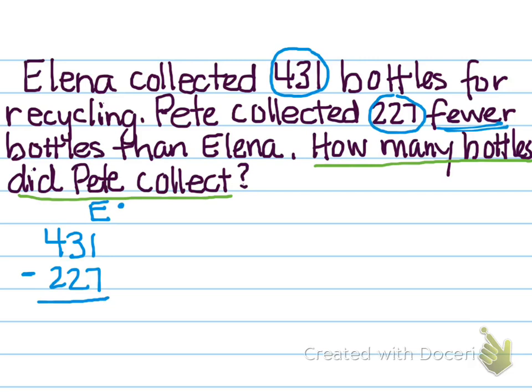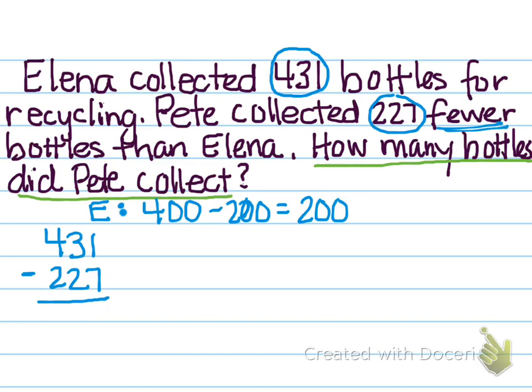So, I'm going to estimate 431 to 400 and 227 to 200, and that equals 200. You can use compatible numbers if you want, but this is a little bit easier to do hundreds. When I look at this problem, I'm going to look at the ones place. You know where that is. There's a little dot just to show you where the ones place is, correct?